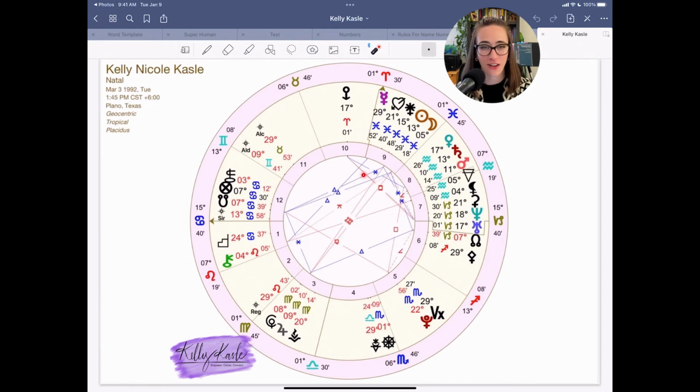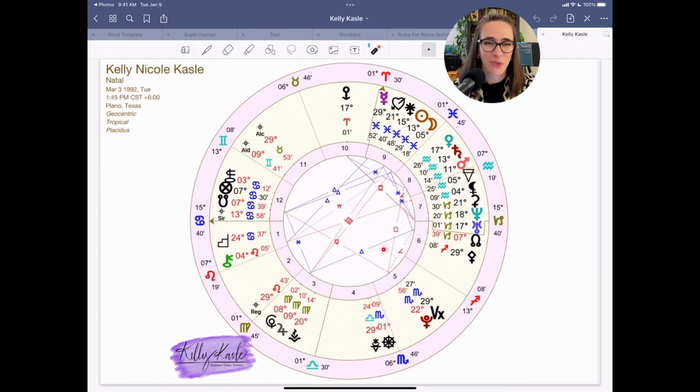So let me mention, I've used this word aspects a couple of times. Aspects are what you see here in the middle. This is where the science comes in. An aspect is the amount of degrees separating two planets or elements. So you can see here, I have a big square between Venus and Pluto.